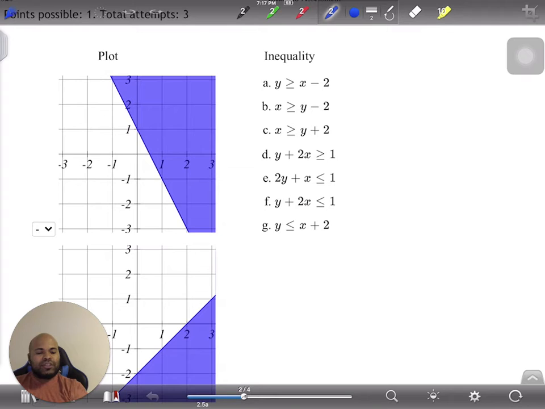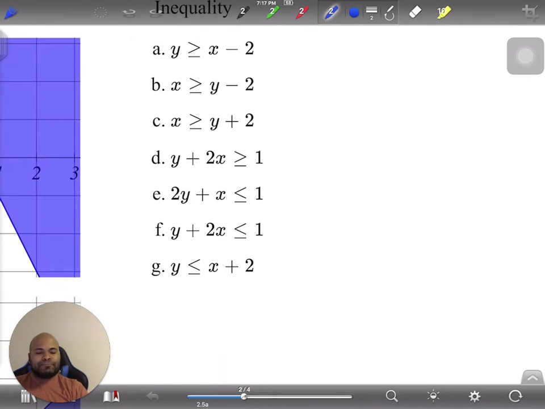Let's do this one way, right? I'm going to do b one way, and one way is moving the negative 2 to the other side. If I move the negative 2 to the other side, I'm going to have x plus 2, because 2 is going to change sign. It's going to be greater than or equal to y. And y is on the right. I don't want y on the right. I want y on the left.